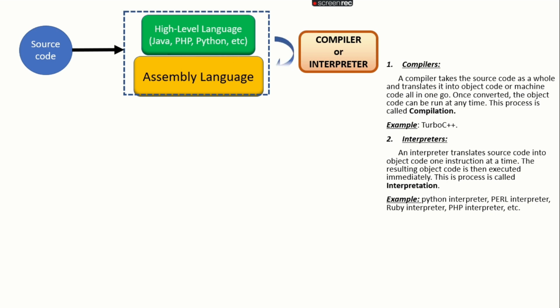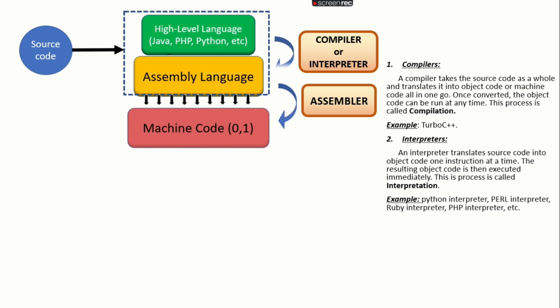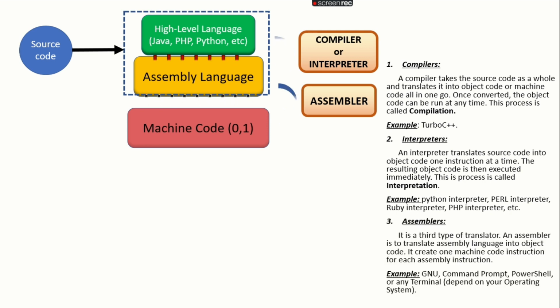So the high level language is converted into assembly language or low level language. Now after this, the low level language is processed again using the assembler. This assembly language or low level language is converted into 0 and 1, which is understood by the computer. Assemblers convert your low level language into object code or machine code, means the binary code. It creates one machine code instruction for each assembly instruction.